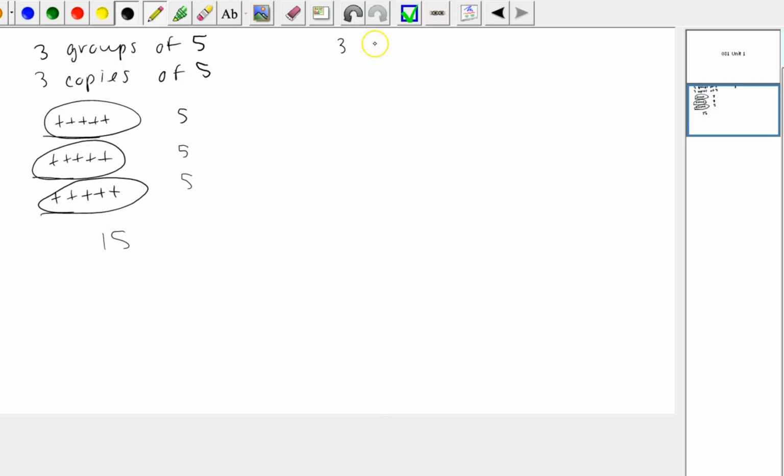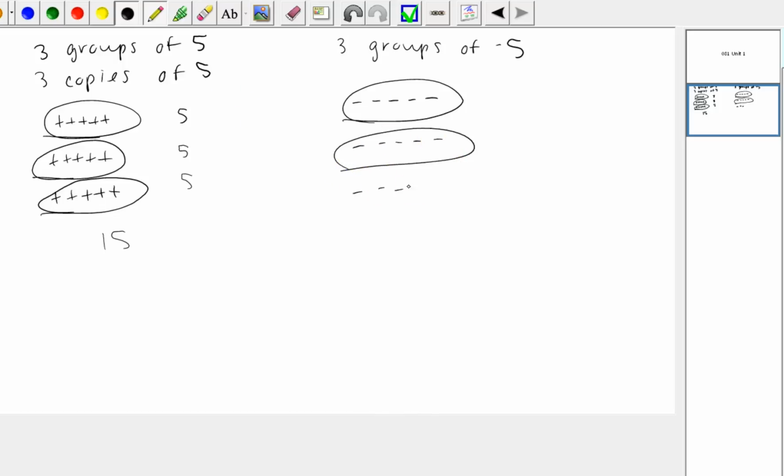Okay. The next one we have is 3 groups of negative 5, or 3 copies. So that's 1 group of negative 5, 2 groups, and 3 groups. So combined, it's a total of negative 15. Okay. So this will help them start to see some of the sign relationships in multiplication. If they could visualize 3 groups of 5, they'd see all the chips would be positive. 3 groups of negative 5, all the chips would be negative.